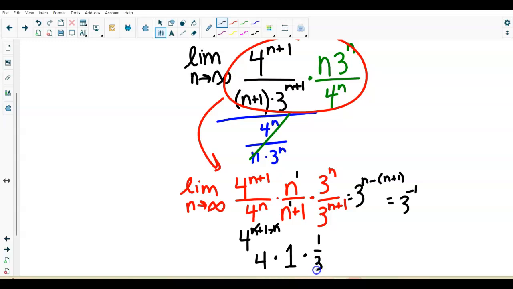So when we get our limit here, we get 4/3, which is greater than 1. Because of that limit being greater than 1, this series diverges.